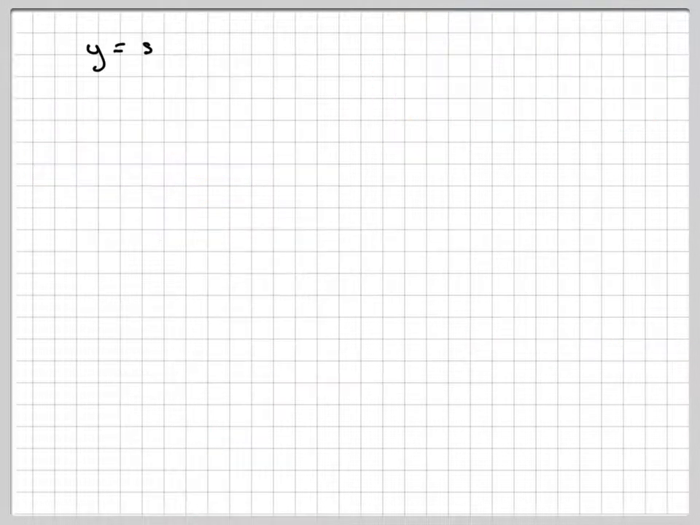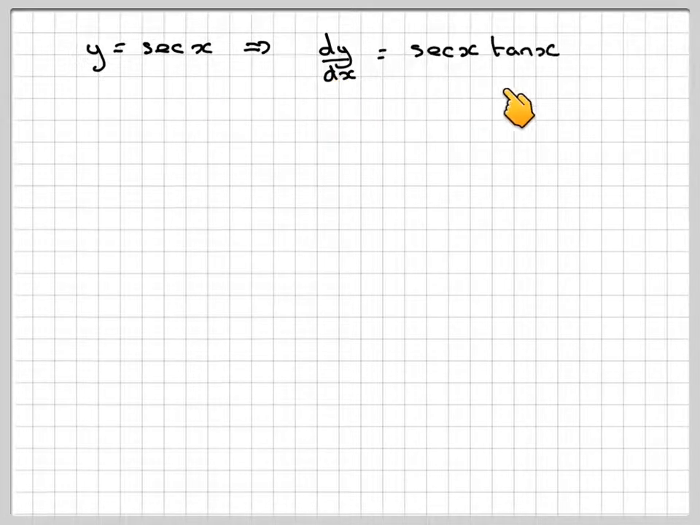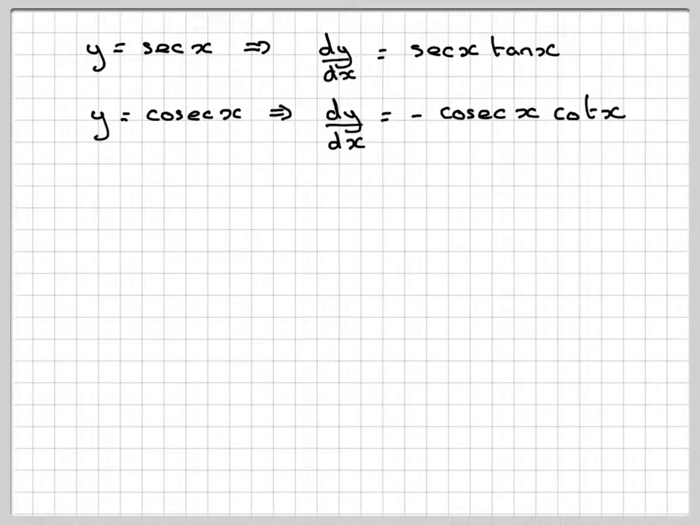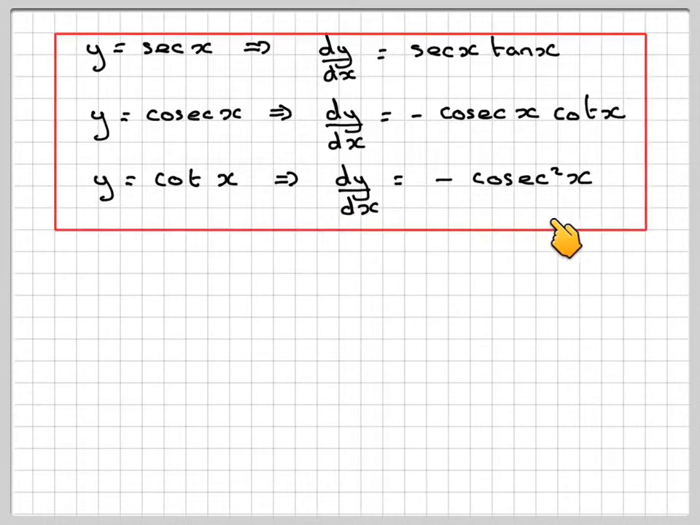Right, so these can be summarized as: y is equal to sec x, dy by dx is sec x tan x. If y is cosec x, dy by dx is equal to minus cosec x cot x. And if y is cot x, dy by dx is minus cosec squared x. And these in an exam can be used, so you don't need to do the process of actually deriving them unless asked to. If you have y is equal to sec x, you can automatically say that dy by dx is sec x tan x.